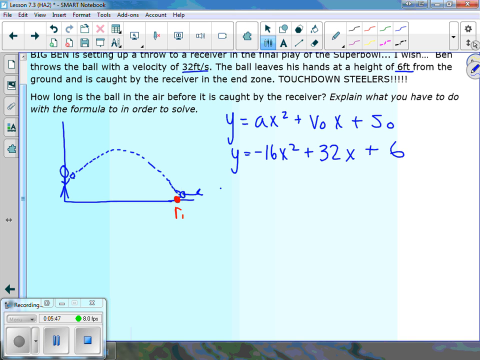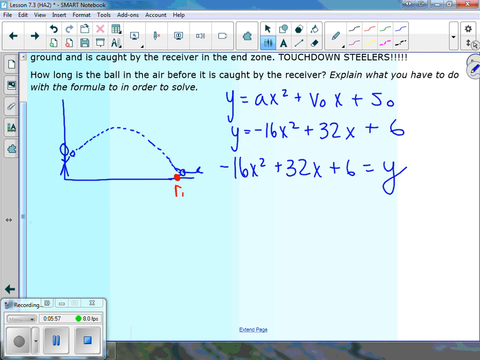And if it's okay with you, I usually like my y on the other side of the equation, so I'm just going to reverse my equation, reverse my y. To complete the square, this is a good review from Friday's lesson. We're going to take the constant 6 to the other side of the equation by subtracting 6. Notice we have an a value, and since we have this a value, we're going to have to factor out the negative 16.